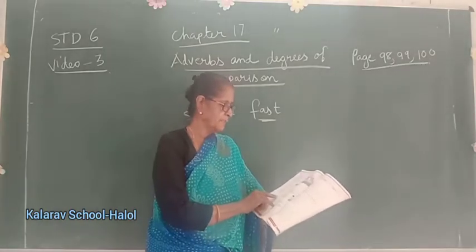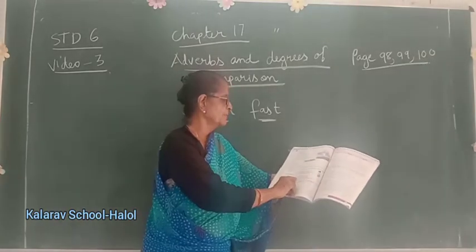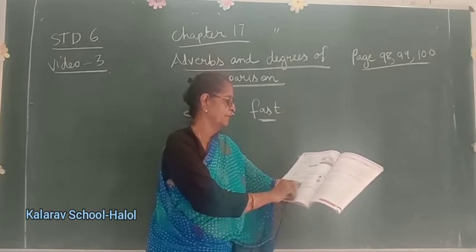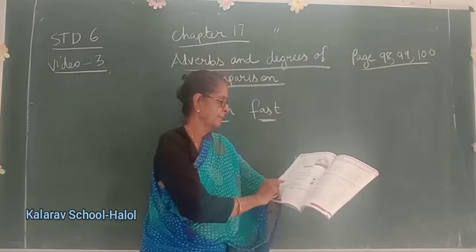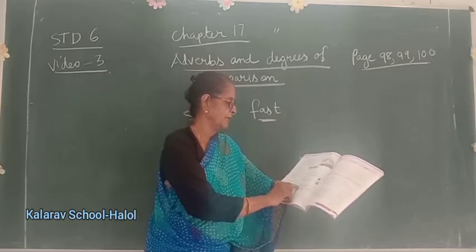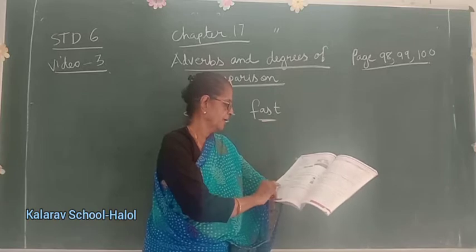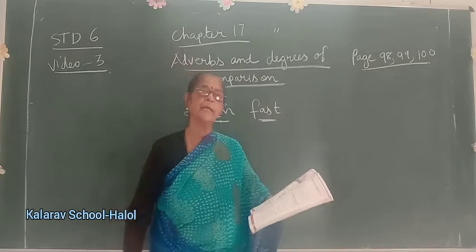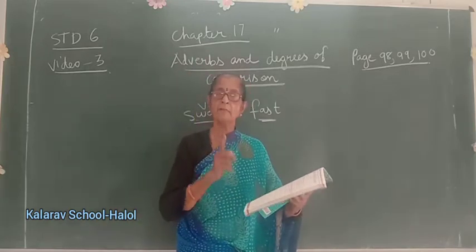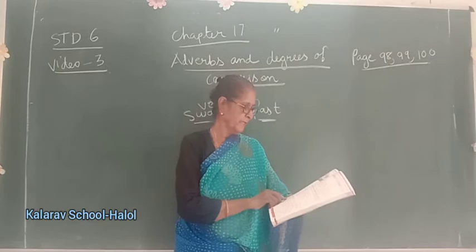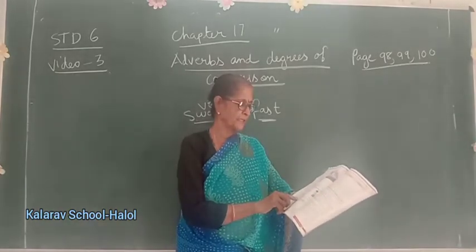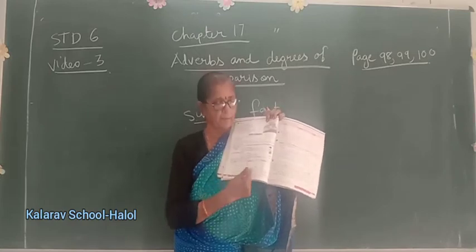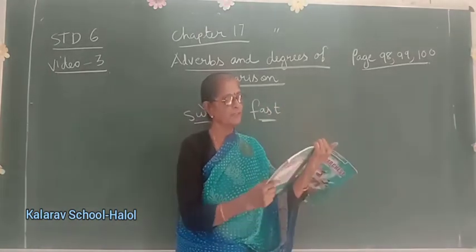Now read the examples given below. China spoke confidently. Tahira spoke less confidently than China. Rita spoke least confidently among them all. Now in the above sentences, confidently, less confidently and least confidently are adverbs of comparison. Here is a list of such adverbs in the three forms. Children, these you have to learn by heart. These are very important.